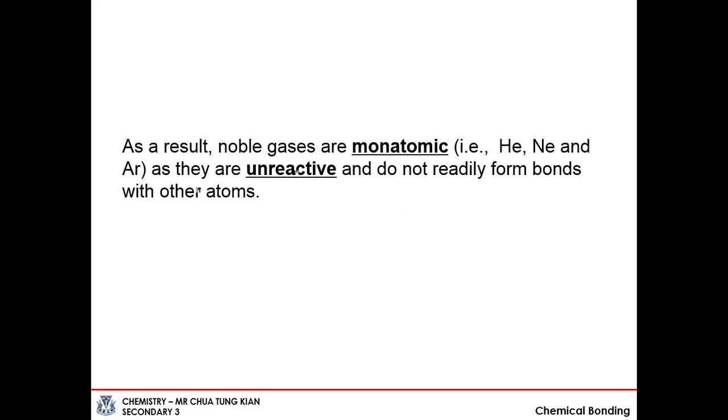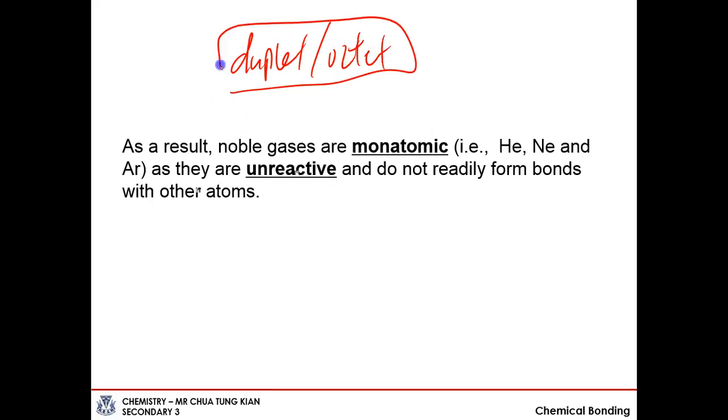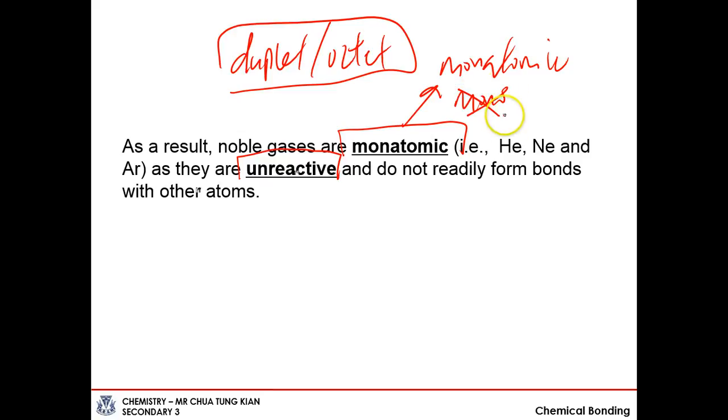So as a result, the elements which naturally have such a configuration, a duplet or an octet configuration, because there's no need for them to form this configuration anymore, it means that by nature they will be unreactive and very stable. So since there's no need to form a bond with anything else, they exist by themselves as a single atom, and we call it monatomic. Take note, it is monatomic, it is not monoatomic. Okay, there's no O here. So these are the noble gases.